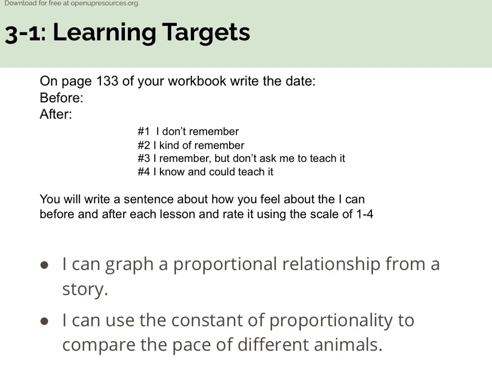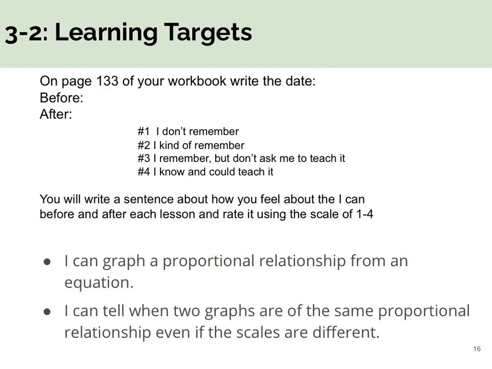So 1, I don't understand. 2, I kind of got it. 3, I did get it. But then 4, I can teach it to my friend. This is the second part of our lesson. This is actually lesson 2 in our workbook. So I can graph a proportional relationship from an equation. I can tell when 2 graphs are of the same proportional relationship, even if the scales are different. And then again, you're going to write yourself a sentence about how you feel about these, and then a number.